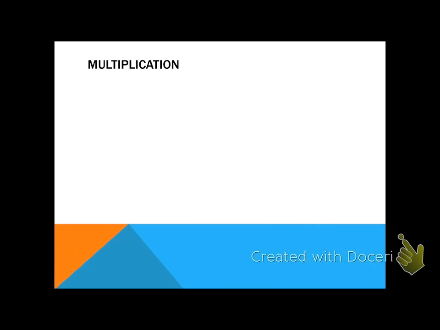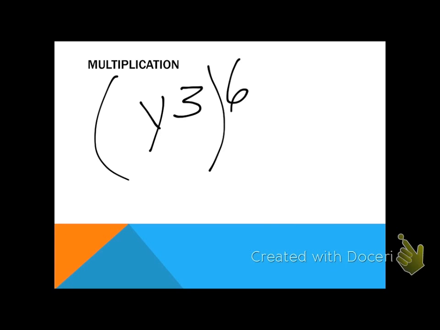Okay, let's move on to multiplication. When a base with an exponent is exponented, or taken to a power, multiply the exponents. So we got y^3 taken to the 6th power equals y^18.